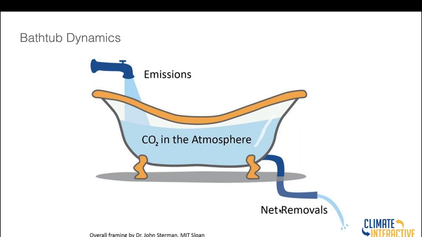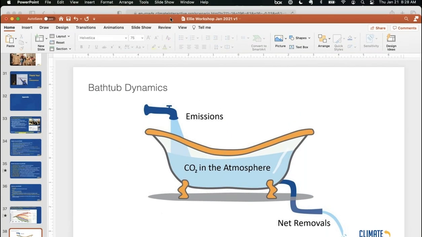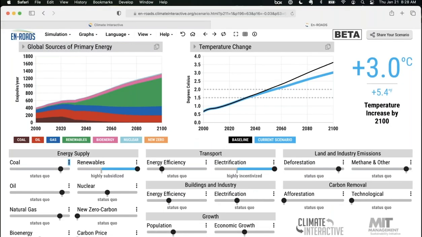And so what we need to do, just like if we wanted to stabilize the level of water in a bathtub, is we would want the drain to be removing just as much as was coming in, or turn both nozzles off entirely. Plug the drain up and turn off the tap, so that there's no more coming in. This is one simple way to think about the challenge of climate change: we have to figure out how to create a balance between our emissions coming in and our removals going out.